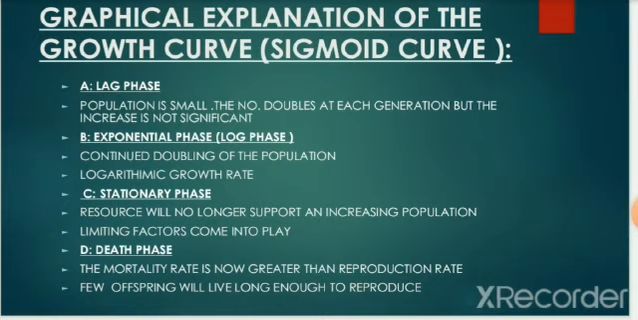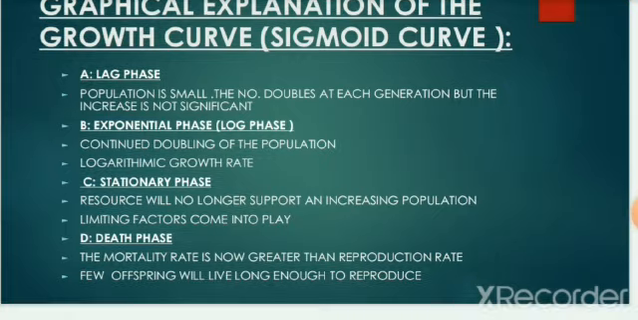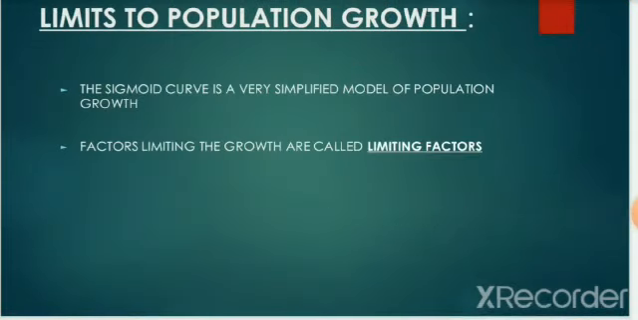Okay, the third phase is the stationary phase. Resources will no longer support an increasing population as expected. Obviously, with a lot of population growth and fewer resources, the limiting factors come into play. We will discuss them later. The fourth phase is the death phase. The mortality rate is now greater than the reproduction rate, as there is the survival of the fittest now, and few offspring will live long enough to reproduce.